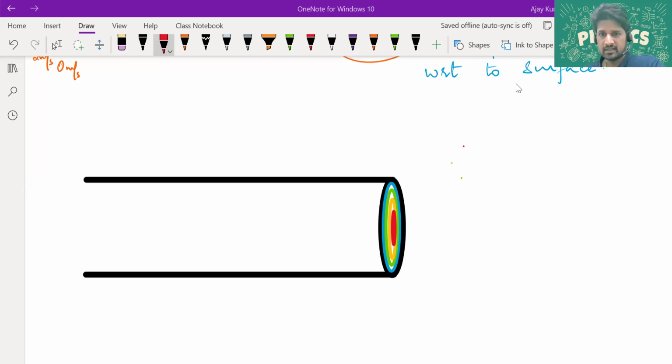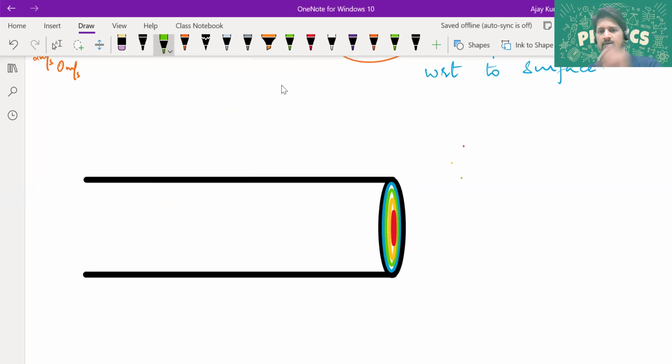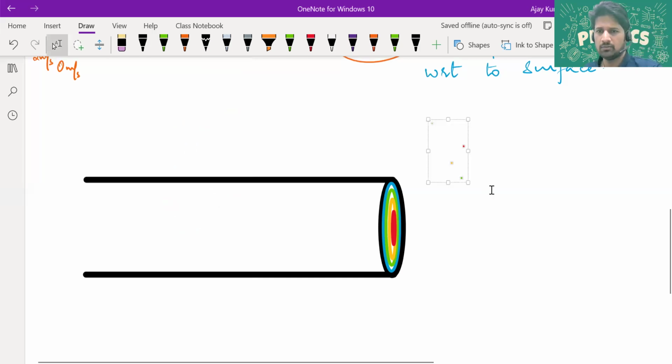Now, based on the no slip condition, one of you tell me which of these layers will not be moving at all? Which of these fluid layers will not be moving at all? The fluid layer which is in contact with the surface should be at rest with respect to the surface. So, which layer will not be moving? The blue. Yeah. The blue one will not be moving. And you know that as you move away from the surface, the speed of layers increases. So, which layer will be moving the fastest?